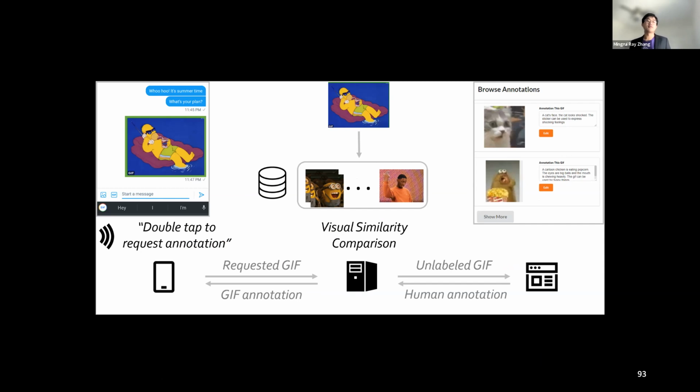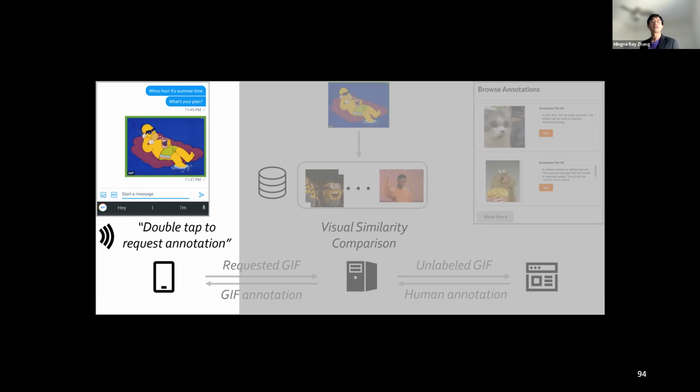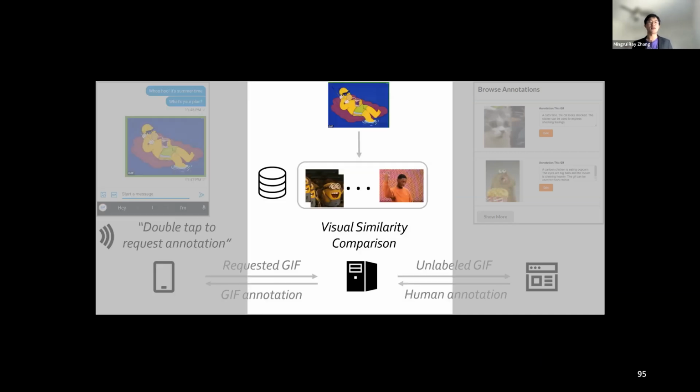Here is an overview of the system. It has 3 components. A mobile client that is able to recognize GIF contents on the screen and help the user request GIF annotations. And the requested GIF is sent to the server, where the server will perform a visual similarity comparison to check if there's any similar GIF that's already been labeled or not.